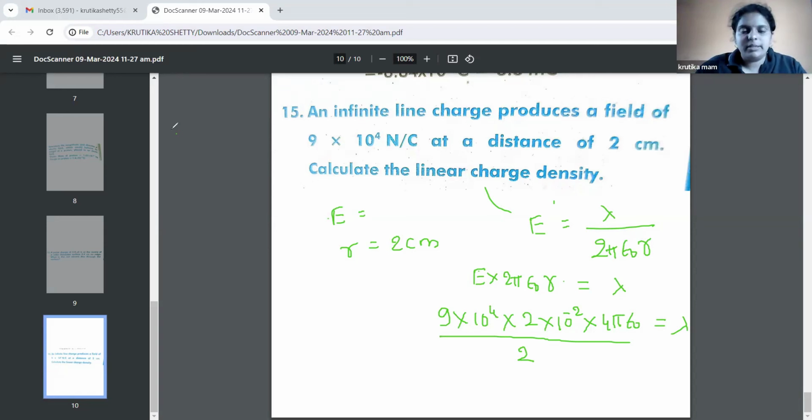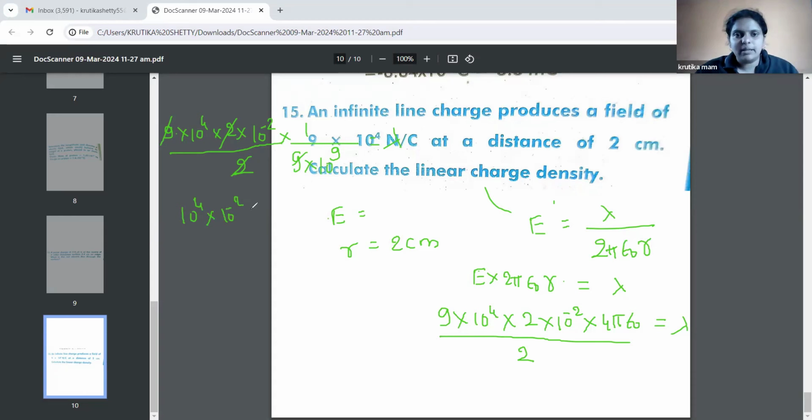so here it is 9 into 10 raised to 4 into 2 into 10 raised to minus 2 over 4 pi epsilon naught. The value I told in the previous question, it is 9 into 10 raised to 9, and here it is 2, which is equal to lambda. So 9 and 9 cancel, 2 cancels, and what remains is only the power. So look at the powers: 10 raised to 4, 10 raised to minus 2, and 10 raised to minus 9.